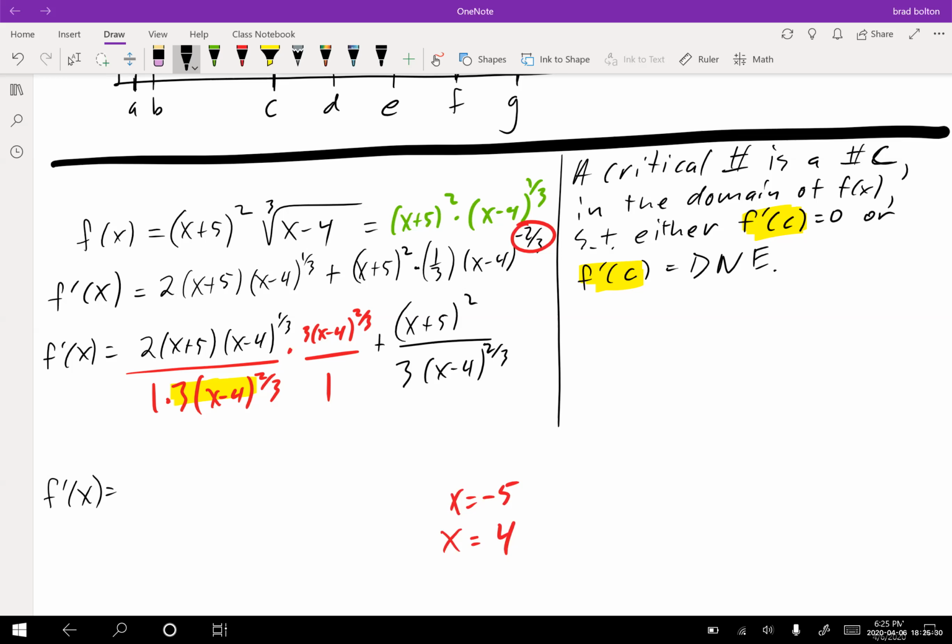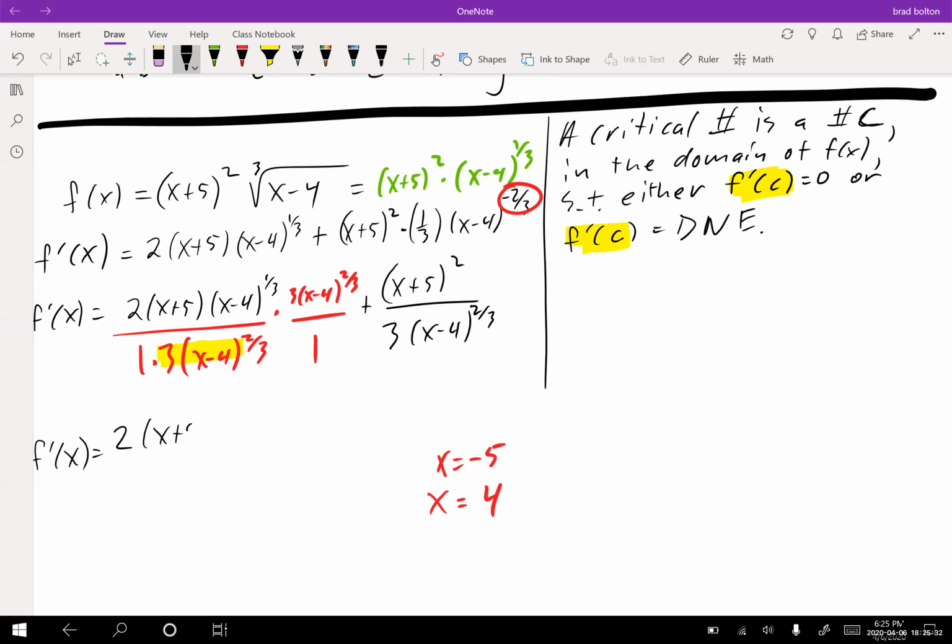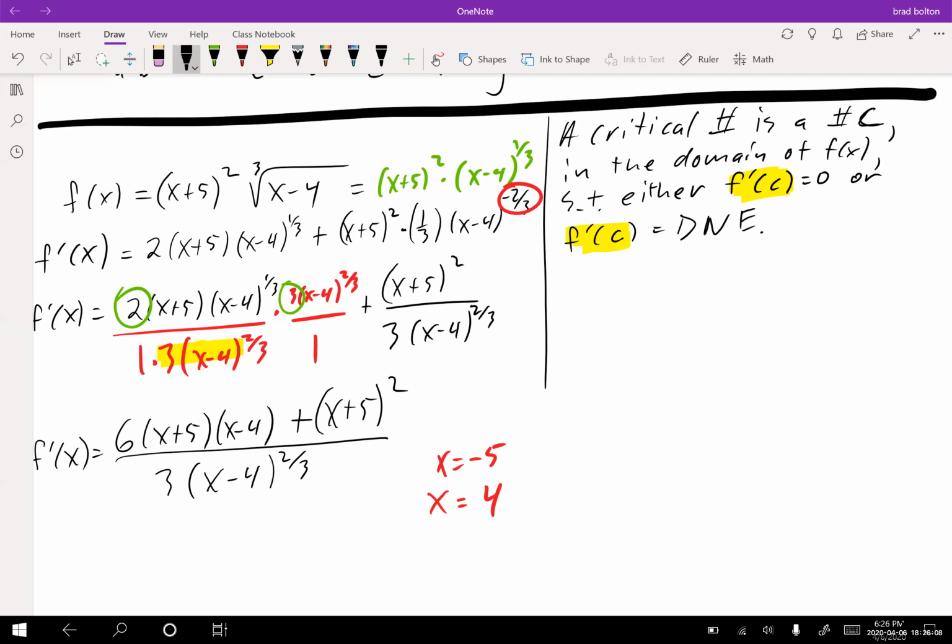So this now will become 2 times (x + 5). Now, that's actually 6, right? Because I got to do this 2 and this 3, I got to multiply them. So this is actually 6 times (x + 5) times (x − 4)^(1/3 + 2/3). Because they're both the same bases, I can add powers. So this becomes to the 3/3. So this becomes 1, plus (x + 5) quantity squared all over 3 times (x − 4)^(2/3).